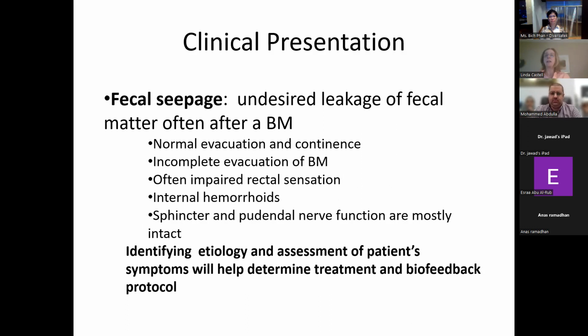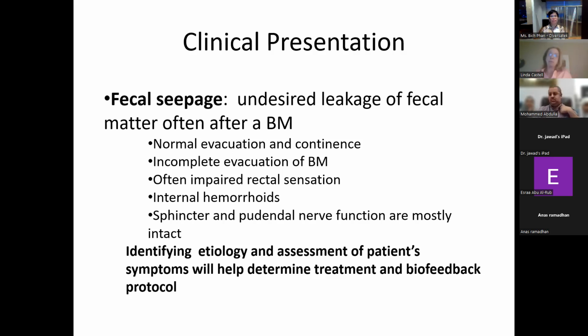They may also have impaired rectal sensation. So they don't feel that stool coming down and they're not making the appropriate maneuvers to prevent that oozing of stool. If they have internal hemorrhoids, that changes their sensation in their anal canal, so they can have oozing as well. And usually with these patients with fecal seepage, their sphincter and their pudendal nerve function are usually intact. So the nerves are usually good.